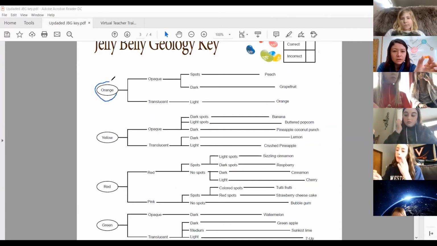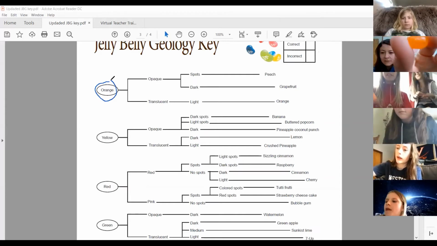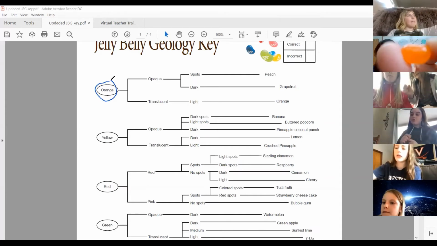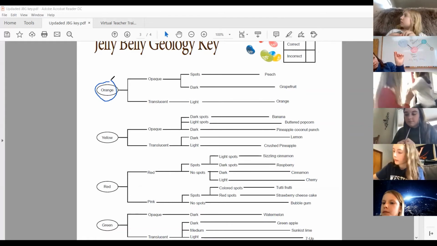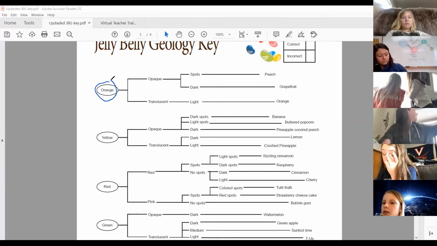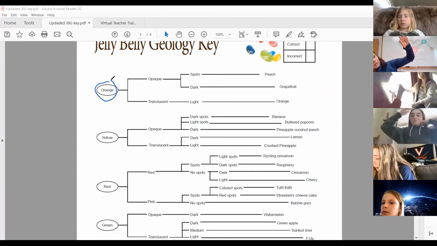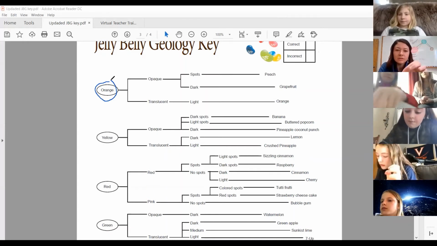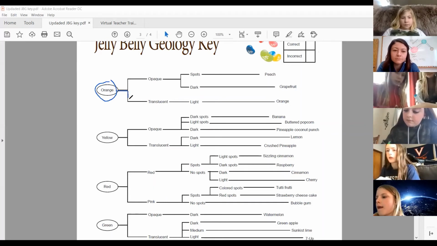So orange. All right, so now here's that opaque or translucent. If you're at home and you have one, the easiest way to do this is to hold it up to the light. You're going to see if any light is coming through. Translucent. Yep, it's translucent. I'm going to say mine's translucent too. So Fritz, you got orange.